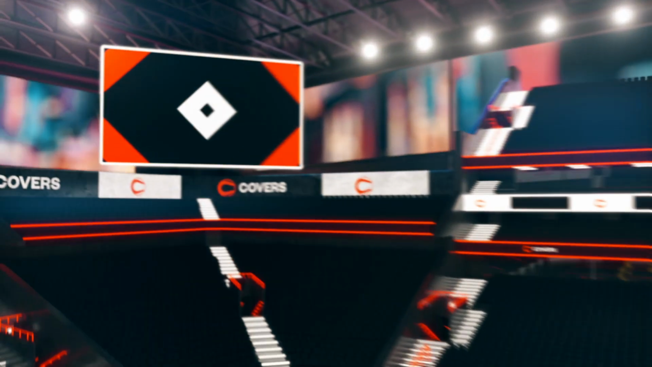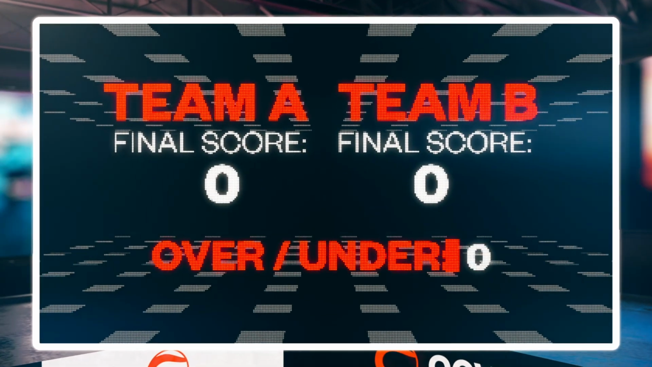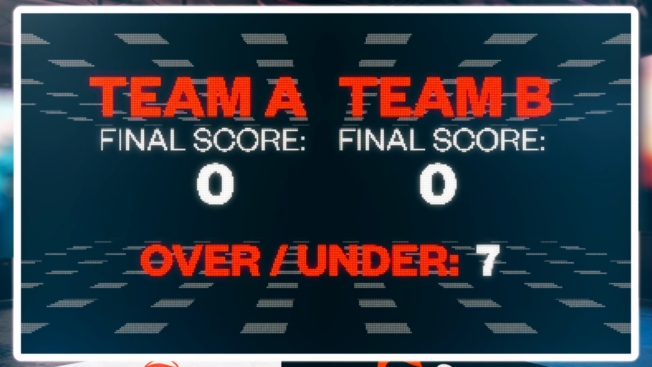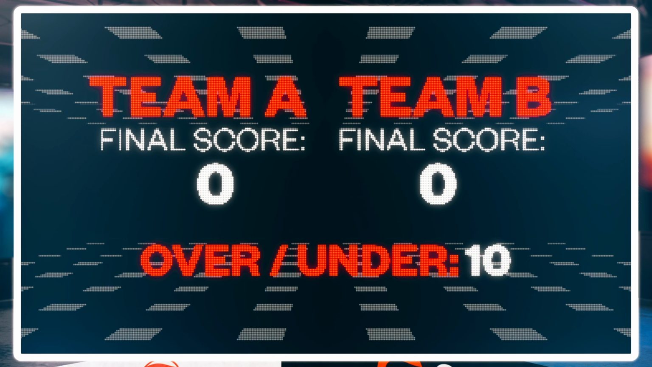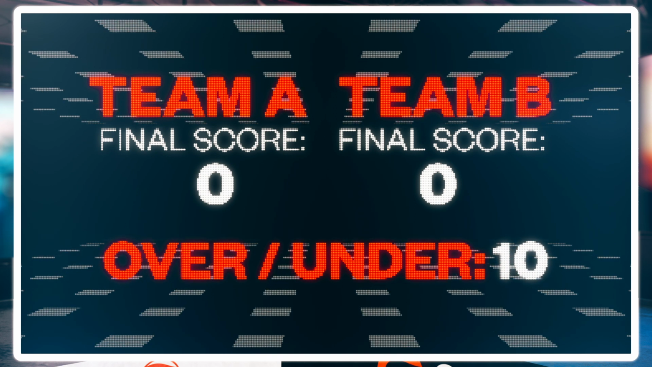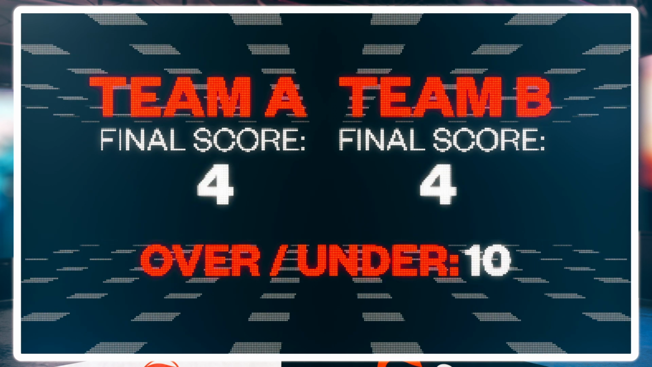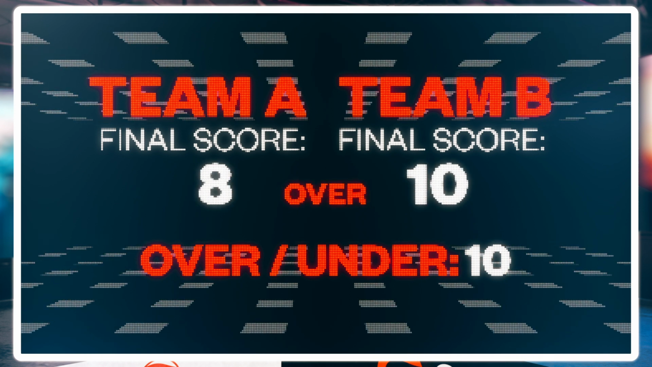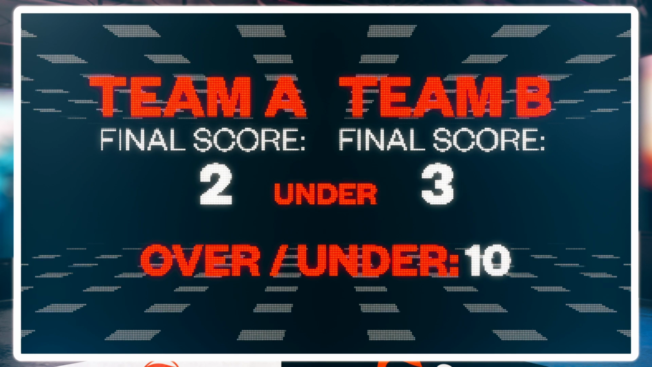Let's explain. When setting the odds on a game, oddsmakers at sportsbooks will make a projection as to how many points both teams will combine for. This number is called the over-under, or the total. Bettors can then wager as to whether the actual number of points scored by both teams will go over or under the number that was set.